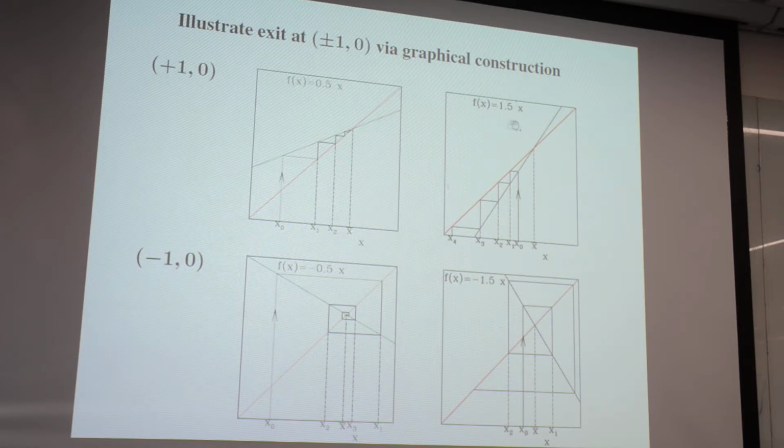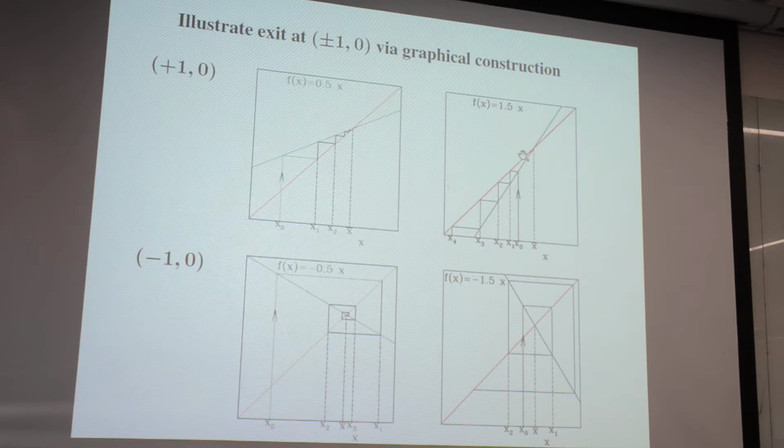Now let's take a linear function with a higher slope, 1.5x, and again, the red is the diagonal. Let me start at x naught over here. My fixed point is x bar, where the two intersect. I start with x naught. I go to my function, which is the black line. I go across to the diagonal. I go vertically to the function, horizontally to the diagonal, vertically, horizontally, vertically, horizontally. And you see that I'm leaving the fixed point. I'm not approaching it, I'm leaving it.